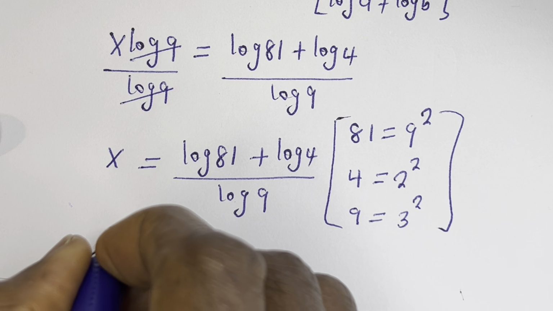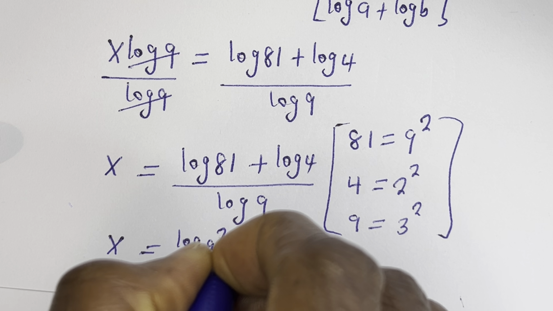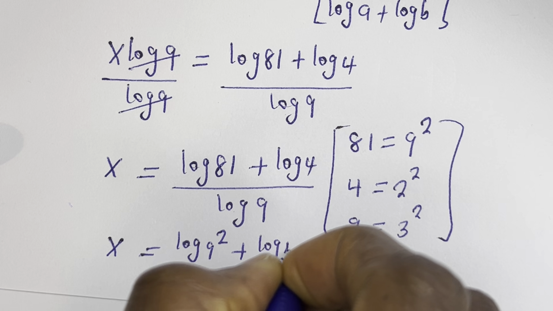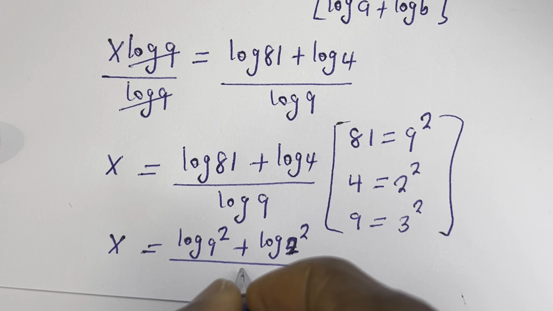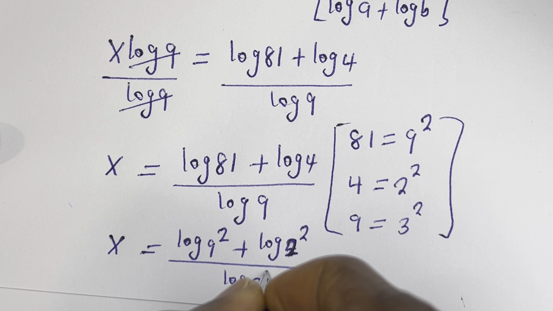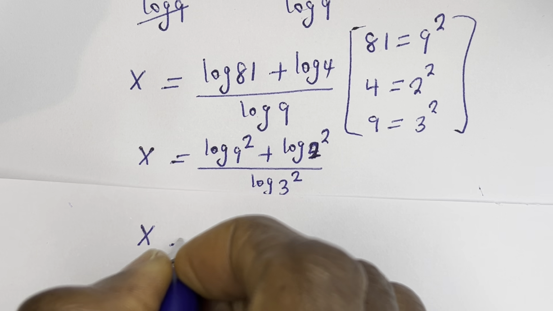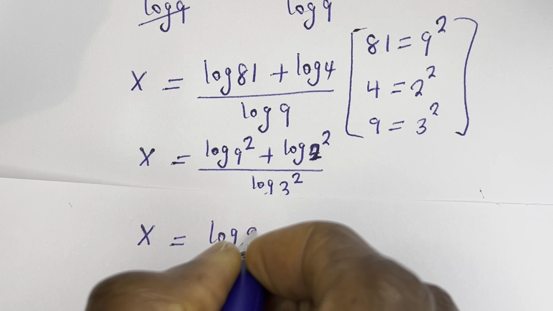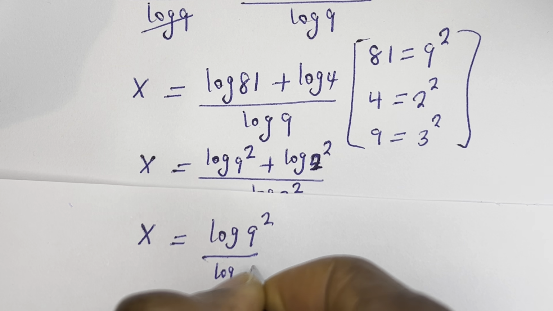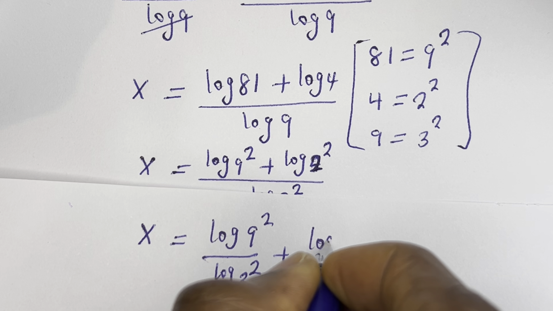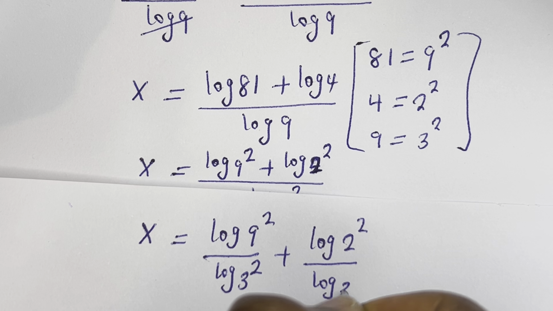Then this can be written as x is equal to log 9 square plus log 2 square divided by log 3 square. x is equal to log 9 square divided by log 3 square plus log 2 square divided by log 3 square.